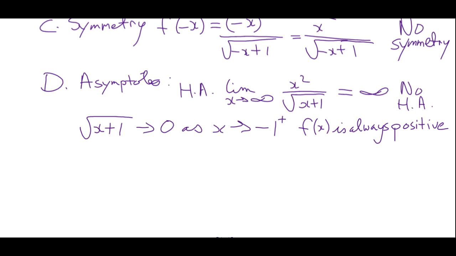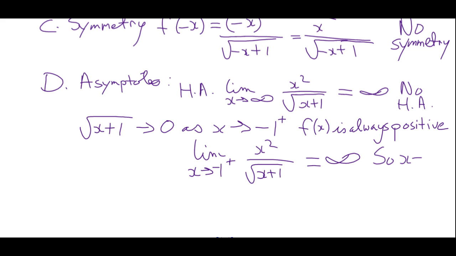Right? You're squaring a square root. The square root is positive by definition, right? The principal or positive square root. X squared is always positive. So that means the limit as x approaches -1 from above of x squared over the root of x plus 1 is equal to infinity. So we have a vertical asymptote, right? So x equals -1 is a vertical asymptote.